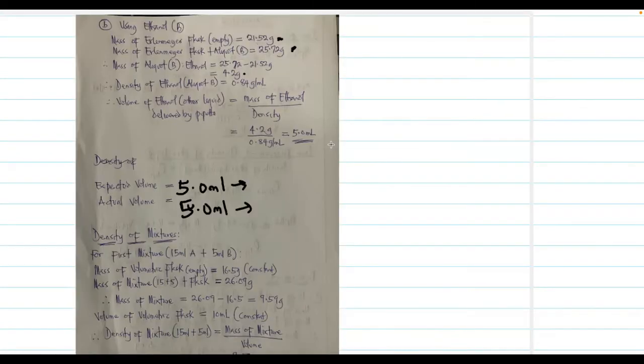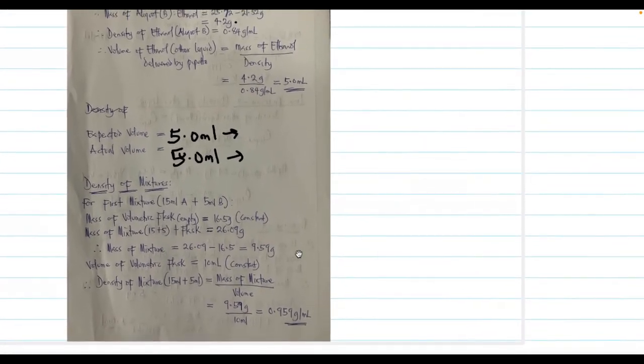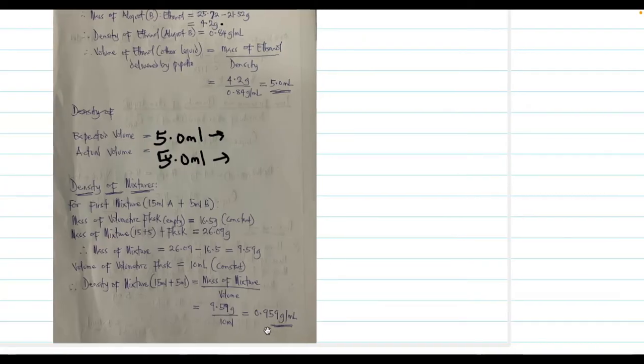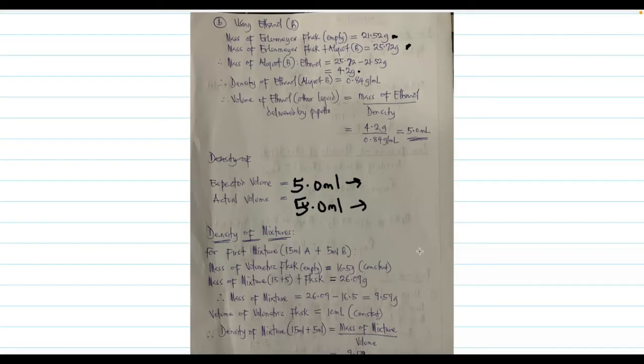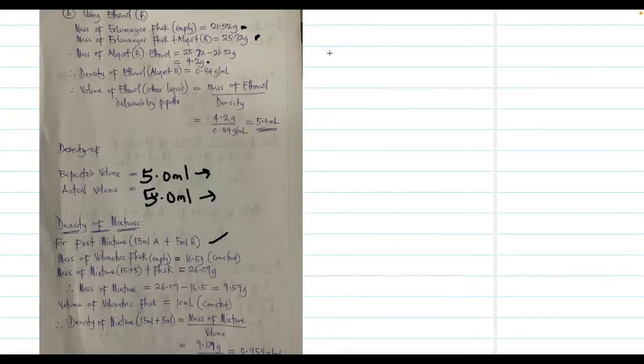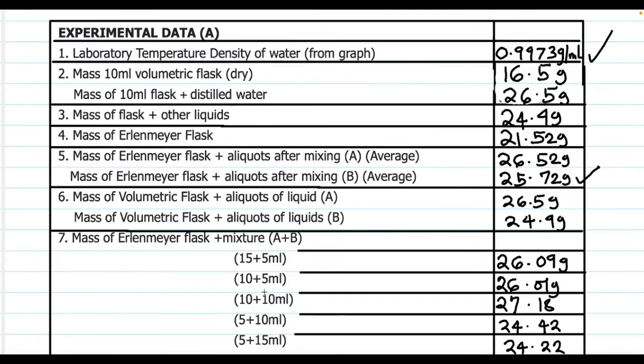Alright, for the density of the mixture, I'm just going to explain one of them, so you should be able to do the rest by yourself. Now remember the first mixture, which is 15 plus 5, 15 mil plus 5 mil. They gave us suggestions for the mixtures, 15 plus 5, 10 plus 5. I'll just do two of them, so you can use the sample and complete the three of them.